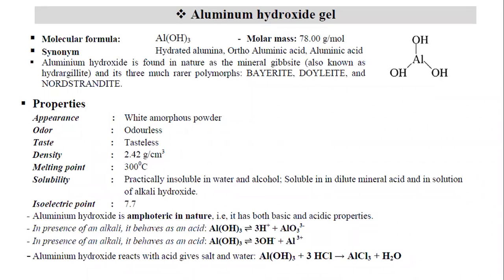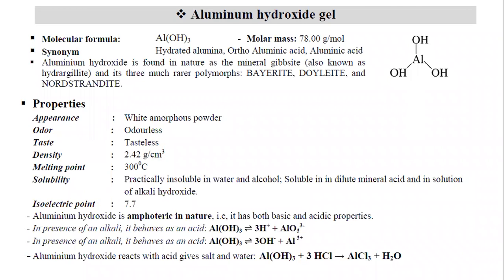So this is aluminium hydroxide gel. Aluminium hydroxide is given by the formula Al(OH)3. As you can see, the aluminium is bound with 3 OH minus ions. The molecular mass of this is 78 grams. The synonyms for this are hydrated alumina, orthoaluminic acid, or aluminic acid.